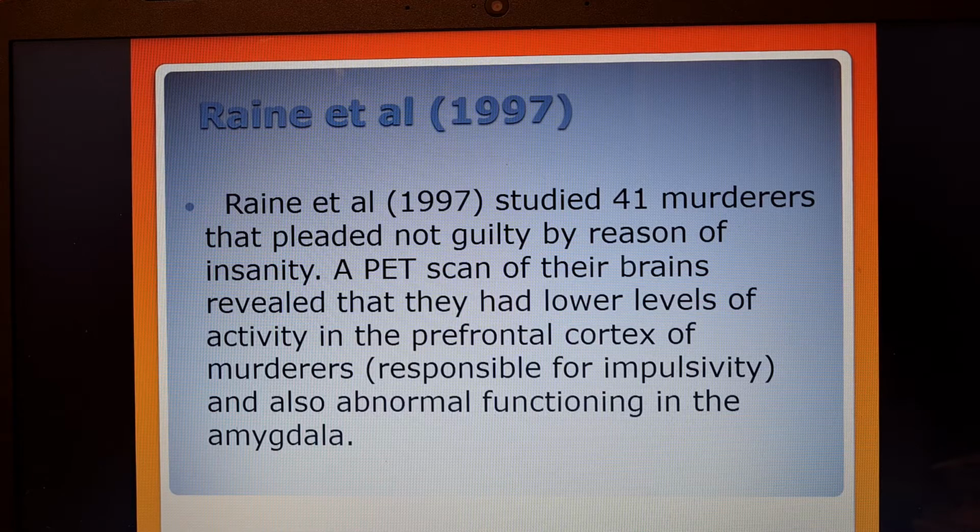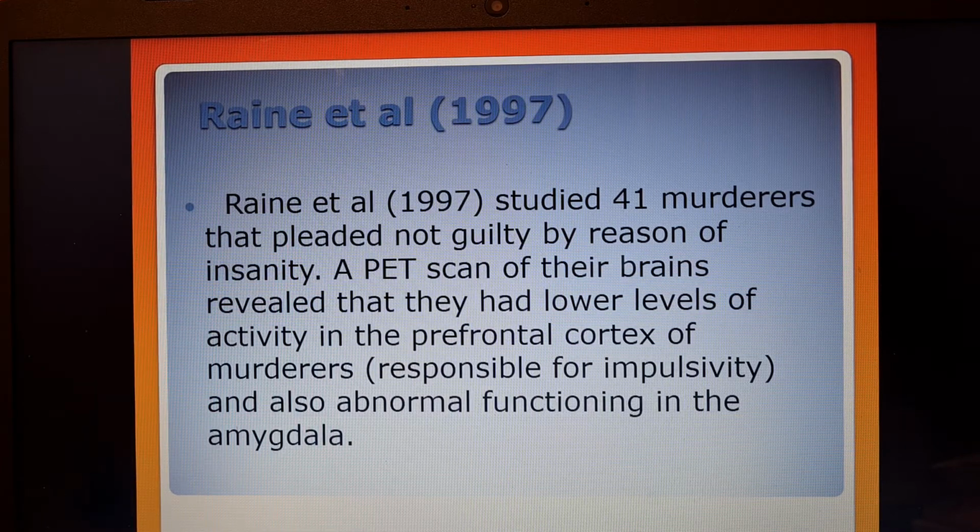Raine et al. study, you may have come across this one at AS Psychology in the biological approach, as it was a classic study. So this can be used again here for support. Raine et al. 97 looked at 41 murderers and then compared them with 41 non-murderers that pleaded not guilty by reason of insanity. They used a positron emission tomography scan, a PET scan, on the brains, which showed that the murderers had lower levels of activity in their prefrontal cortex.